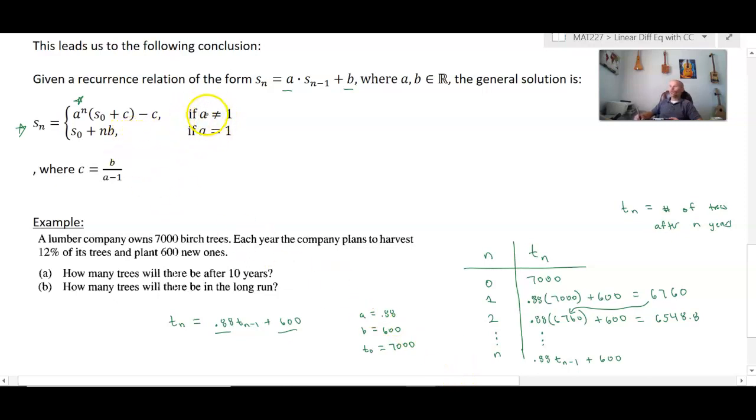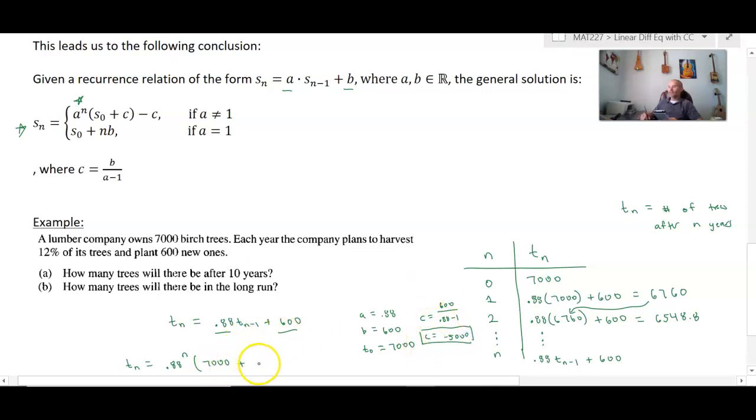Now, since A is not equal to 1, we know that we're going to use this first general solution. So Tn will equal A to the n, so 0.88 to the n, times the initial, S initial, or T initial, 7,000, plus C. Now, wait a minute. I'm going to go ahead and just calculate C over here. C is equal to B over A minus 1, which will come out to 600 divided by negative 0.12. That comes out to negative 5,000. So C is equal to negative 5,000.